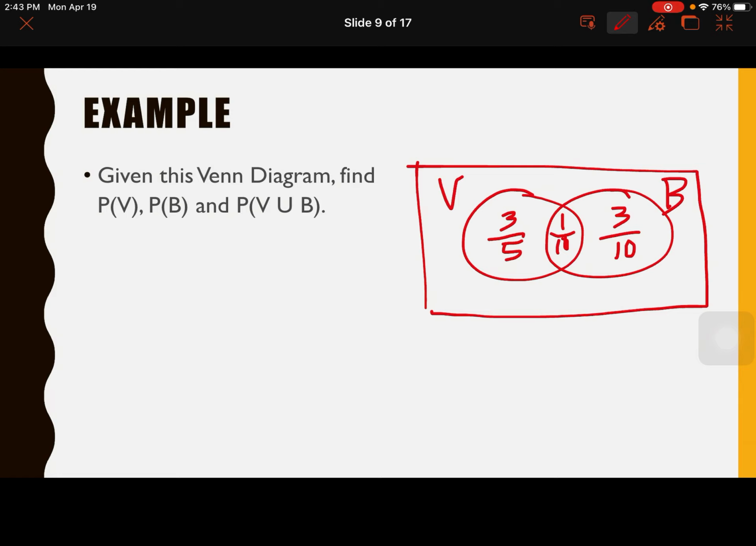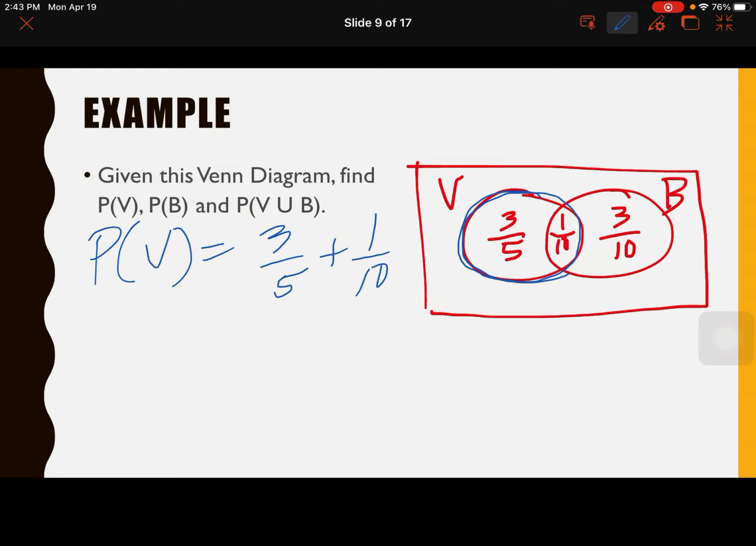Okay? Now, how do we get this? We have to find the probability of V, the probability of event B, and then the probability of the union of events V and B. So, if we're going to talk about the probability of V, yan po ay kung ano lang yung nakapasok dun sa circle ni V. Yun yung ibig niya sabihin. So, ang gagawin natin, i-add lang po natin yung ating two fractions that are inside the circle of V, which is 3/5 and 1/10. Yan po ay, this is 6 over 10 plus 1/10, 7 over 10. Okay? Very simple.